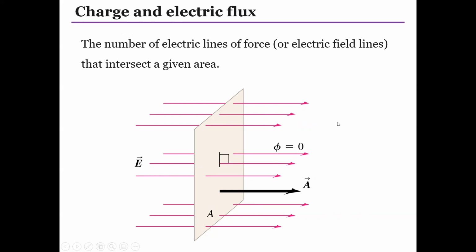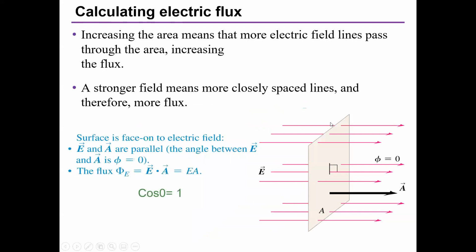To calculate electric flux, let's consider this relation. So, these are the electric field lines. And this area is perpendicular to the electric field lines. And here is the area vector, which is perpendicular to this surface, right? In this case, the angle between the electric field lines and the area vector is 0, phi equal to 0.